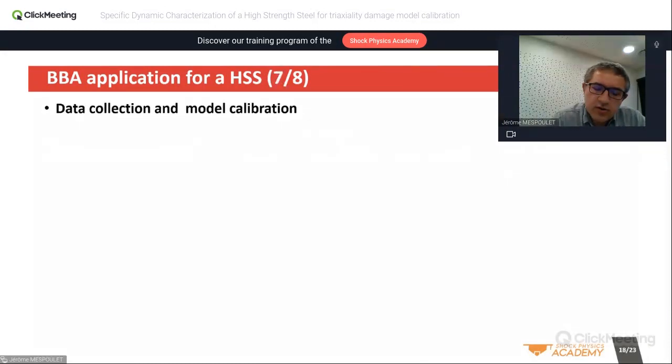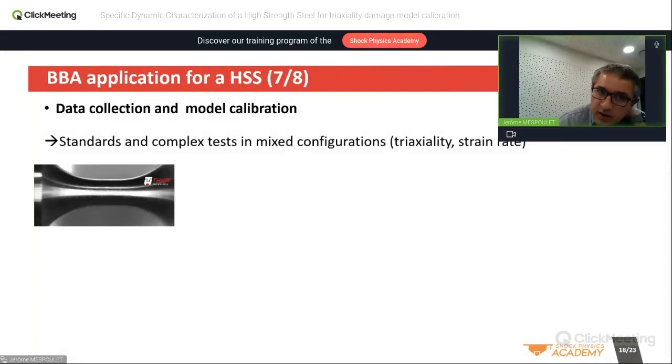So now we're going to show what we apply the BBA to these material models. So we don't calibrate on all the maps in terms of load angle and triaxiality, but we focus on some tests. So we have made some standard quasi-static tests, but here I will only present the complex tests in mixed configuration in terms of triaxiality and strain rate. So we have performed some dynamic high tensile tests in our company.